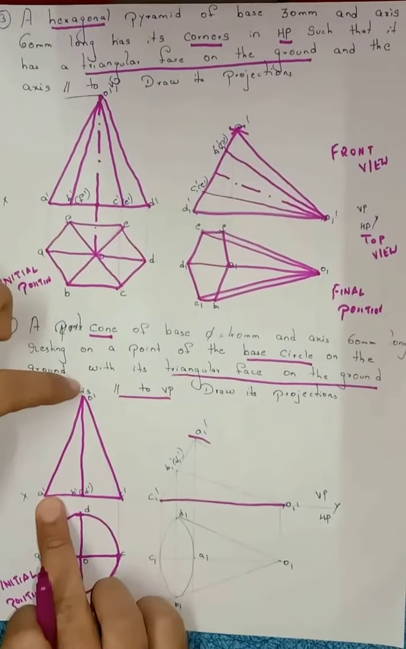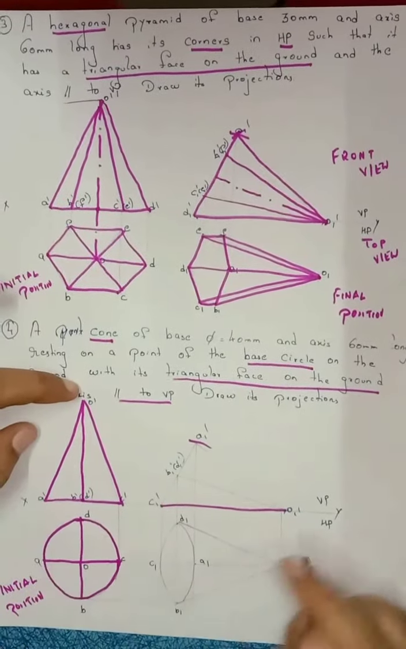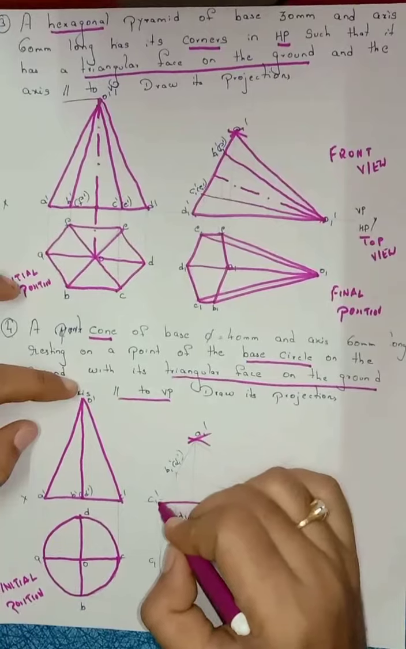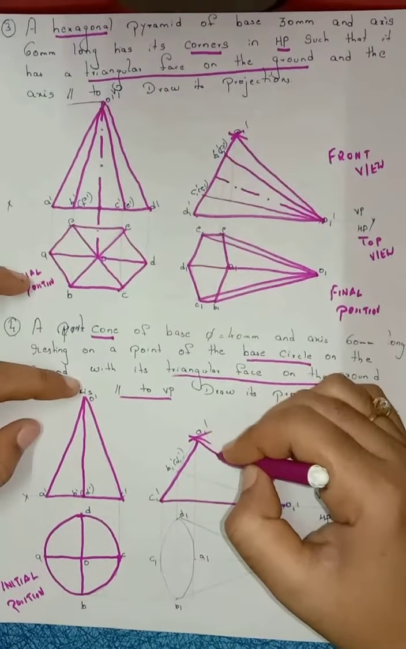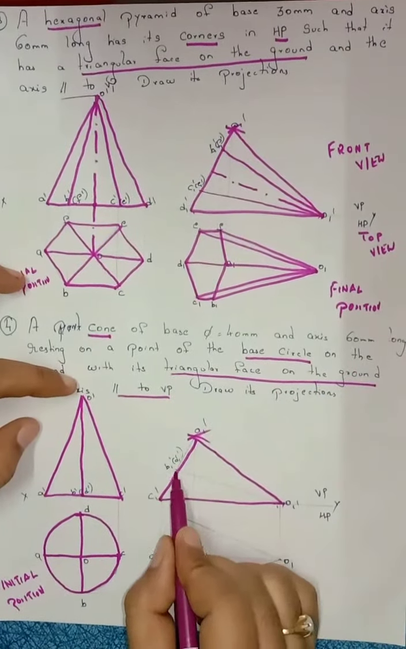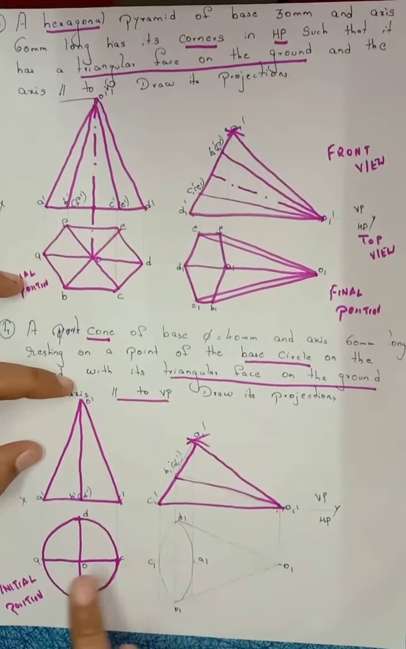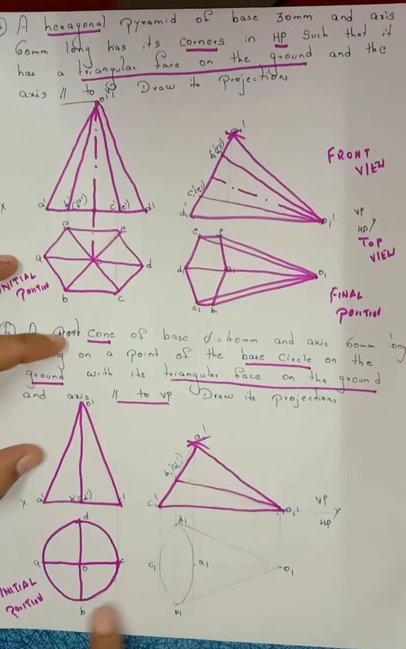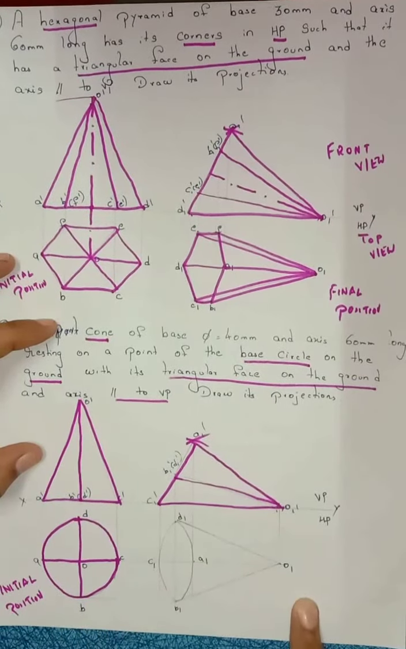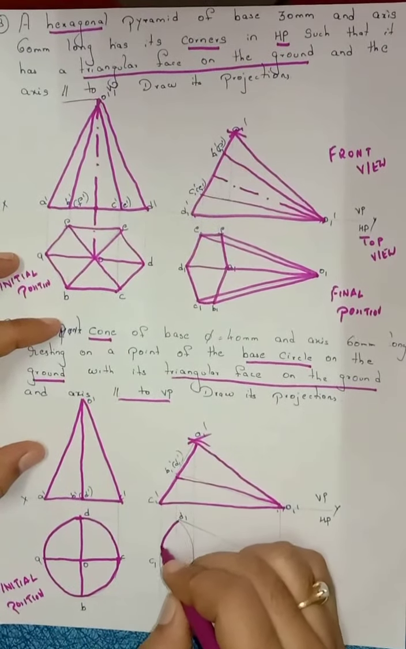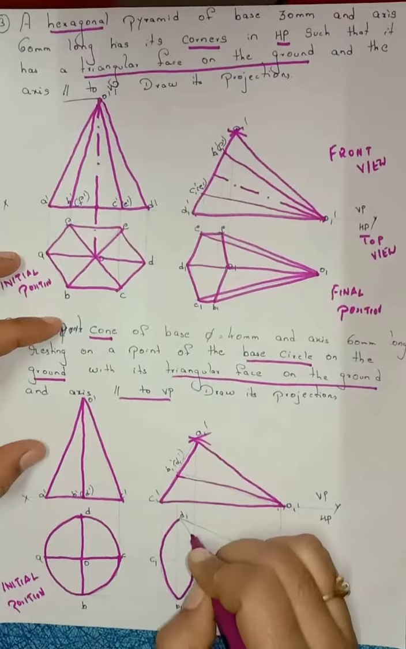Then next from A dash to O dash. Take this length with the help of compass. Keep your compass here. Draw an arc. First construct this pyramid. Mark the midpoint and draw this one. Right. After that, what we have to do, from every corner of the cone, draw the horizontal lines. Right. Join A to A, B to B, C to C, D to D.